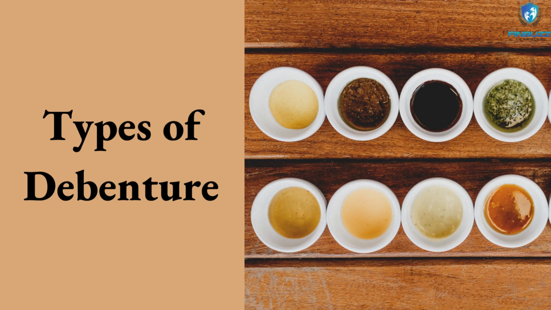Now, coming to the types of debentures. The classification of debentures is based on factors like redemption, duration, convertibility, security, kind of interest rate, coupon rate, demonstrability, etc. Let's discuss them one by one.